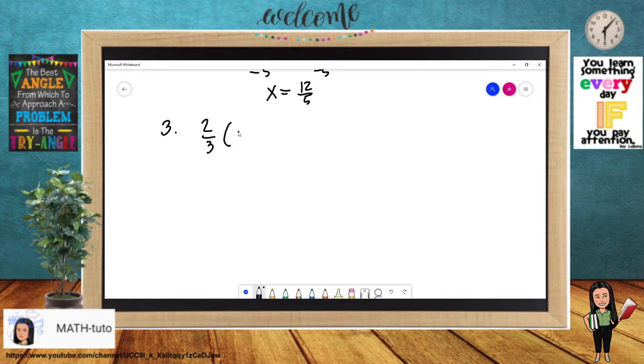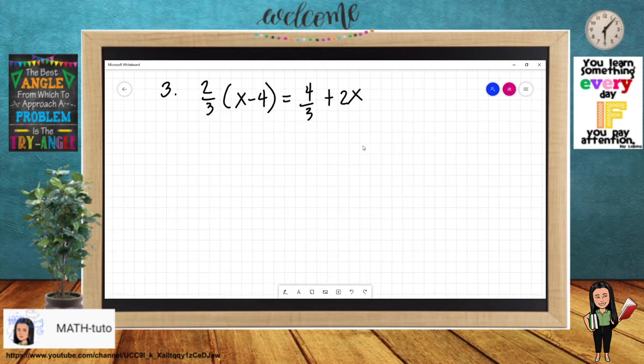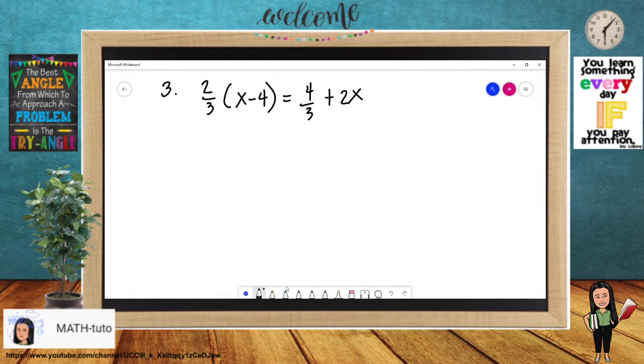Two-thirds times x minus 4 equal to 4/3 plus 2x. Yan. So, ito, actually, pwede niyang i-distribute muna or eliminate muna yung fraction bago kayo mag-distribute. Siyempre, yun nga, diba, we are using the method of multiplying the fraction first by its LCD to eliminate all fractions. Kaya yun ang pwede natin gawin. Multiply muna natin siya sa LCD bago tayo mag-distribute. LCD is 3.